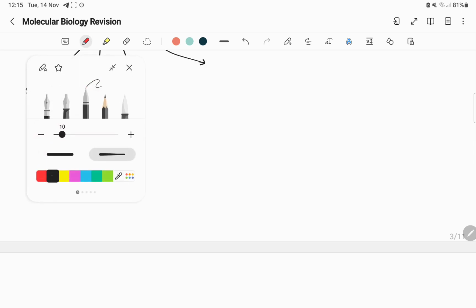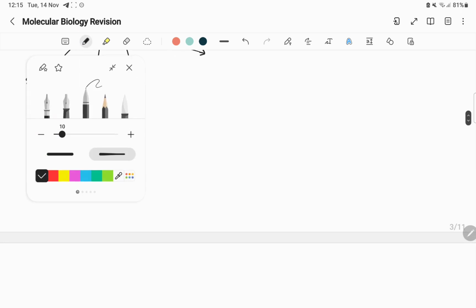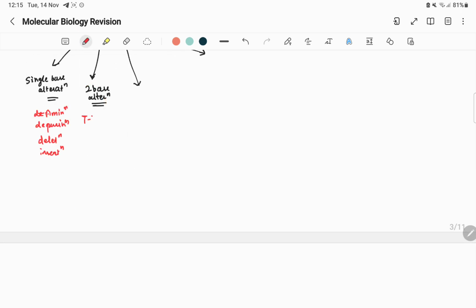And we have two base alterations, like your TT dimer formation. You have TT dimer formation, and your alkylating agents. This will cause your two base alterations.